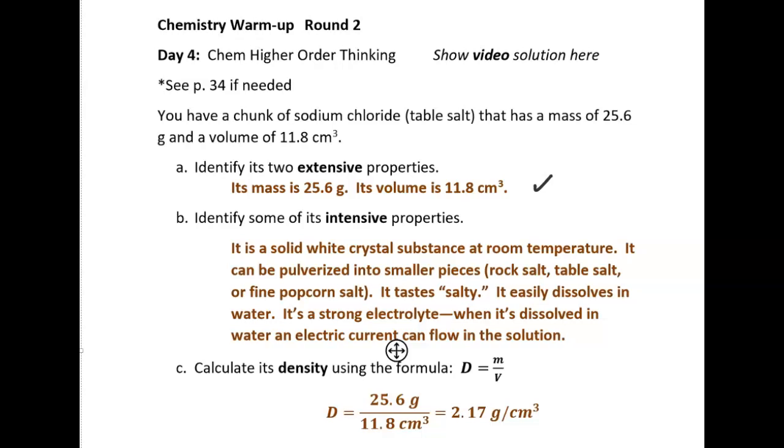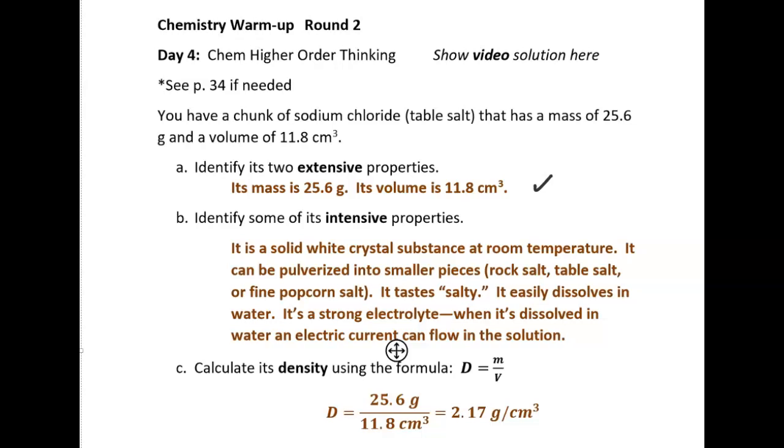Question C, calculate the density of the sodium chloride. And here's the density formula. Density equals mass divided by volume. So I have substituted 25.6 grams for the letter M. I substituted 11.8 centimeters cubed for the letter V. And then using a calculator, perform that division, 2.17.